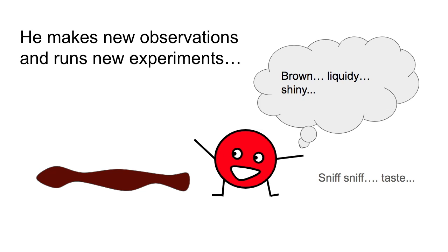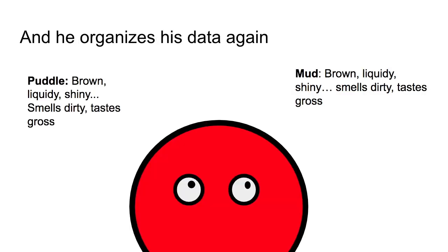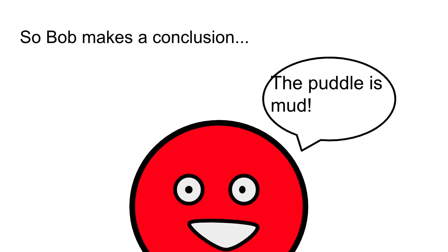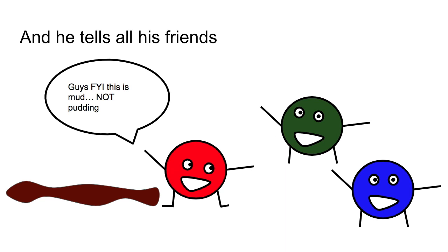So Bob made new observations and he ran new experiments. He smelled the puddle, he looked at the puddle, he tasted the puddle. And he organized his data again. So the puddle was still brown, liquidy, shiny, and smelled dirty and tasted gross. But mud is also brown, liquidy, and shiny, and it smells dirty and tastes gross. Did Bob's data support his hypothesis? Yes, it did. So Bob made a conclusion. The puddle is mud. And he told all of his friends, "Guys, just so you know, this is mud, not pudding. Thanks, Bob."